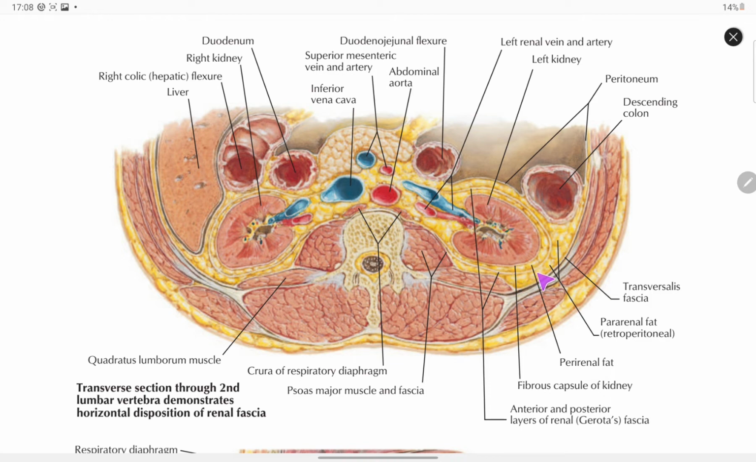Next is the pararenal fat or paranephric body. It consists of a variable amount of fat lying outside the renal fascia. It is more abundant posteriorly and towards the lower pole of the kidney.